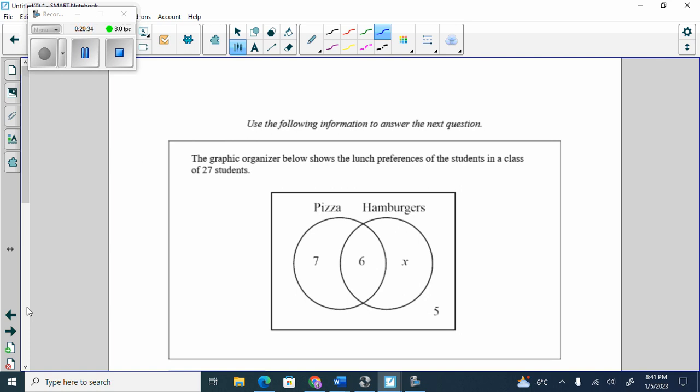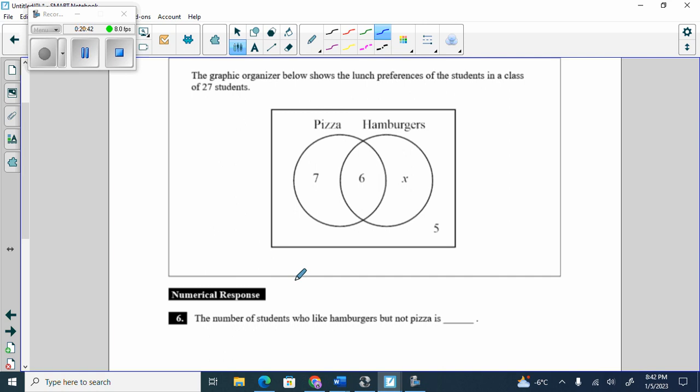Okay. This one says, the graphic organizer below shows the lunch preferences of students in the class of 27 students. This is a set theory question. The number of students who liked hamburgers, but not pizza. That would be hamburgers and not pizza in set notation. So the intersection. That also means hamburgers only. Okay, so they want this piece.